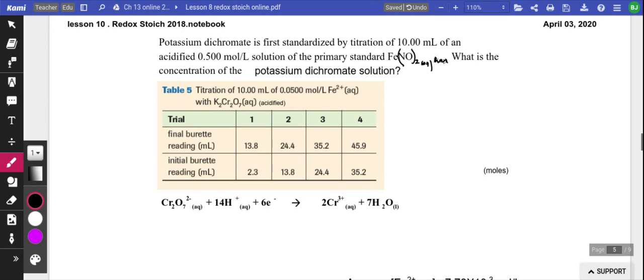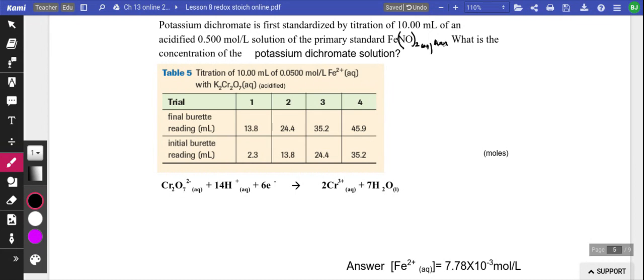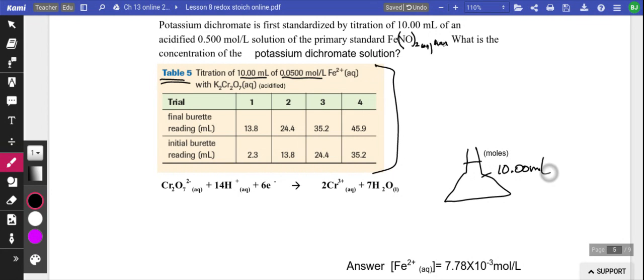Okay, so now we'll get into the math, the stoichiometry of this. So you have to be good at writing balanced redox reactions because you need a balanced chemical equation in order to do the stoichiometry. Okay, let's take a look at this. So usually you're given a titration chart like this, and the title gives you most of the information that you need. So if you look at this title, we have 10 milliliters of that concentration of Fe2+. So if I did a little diagram off to the side, I would have 10 milliliters of Fe2+, and we know its concentration.